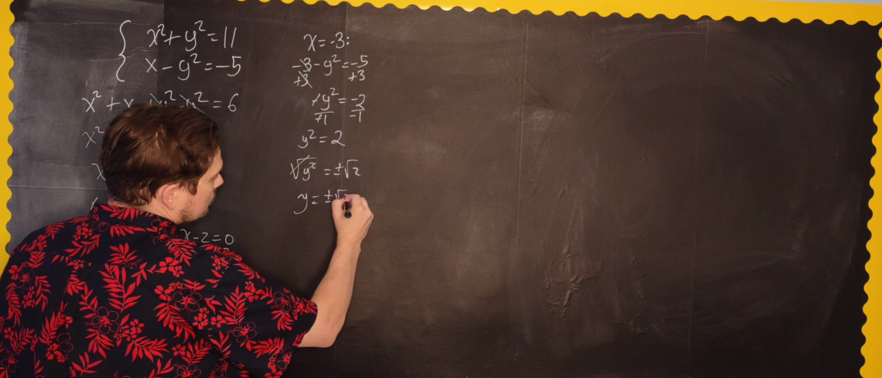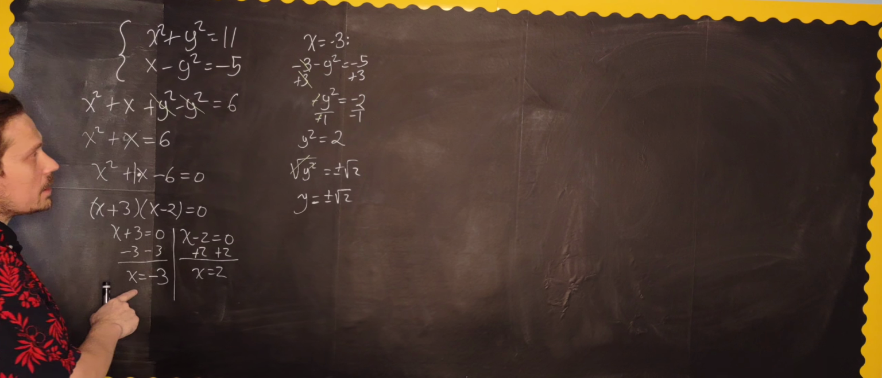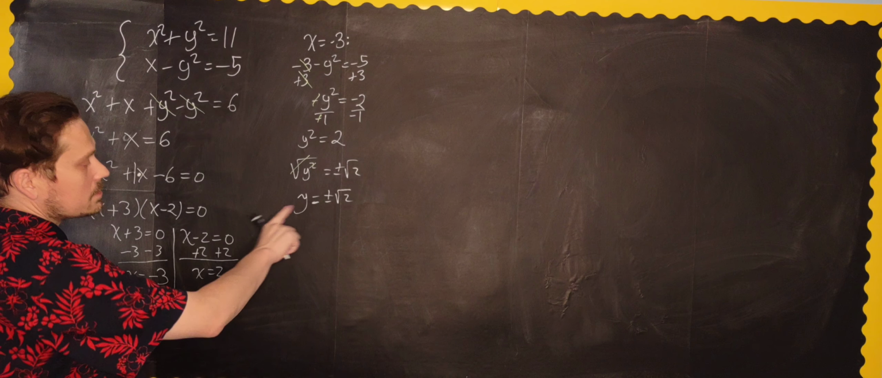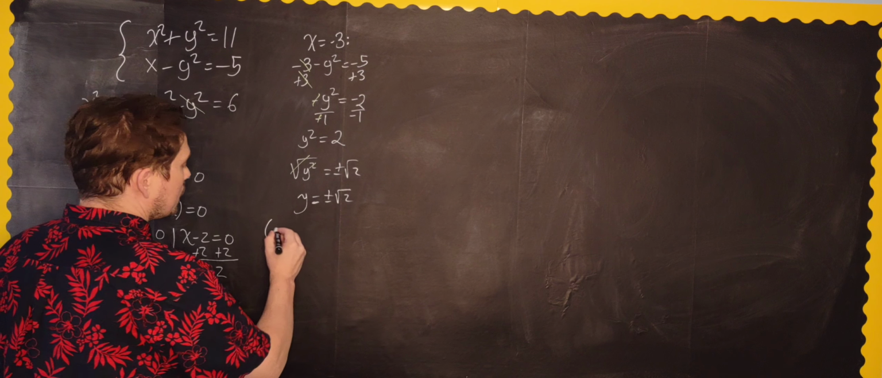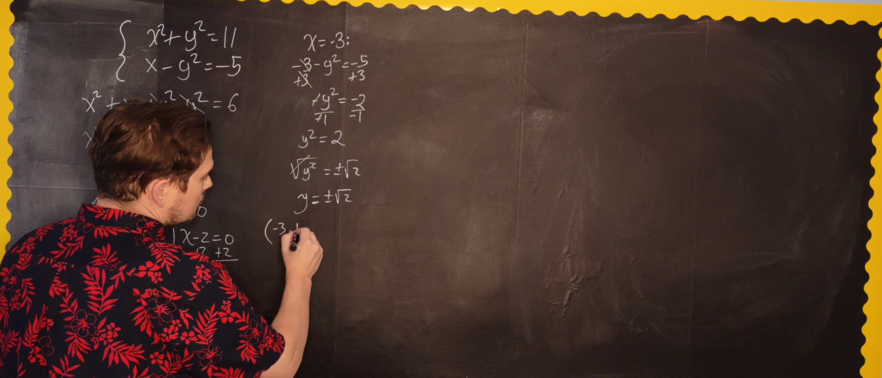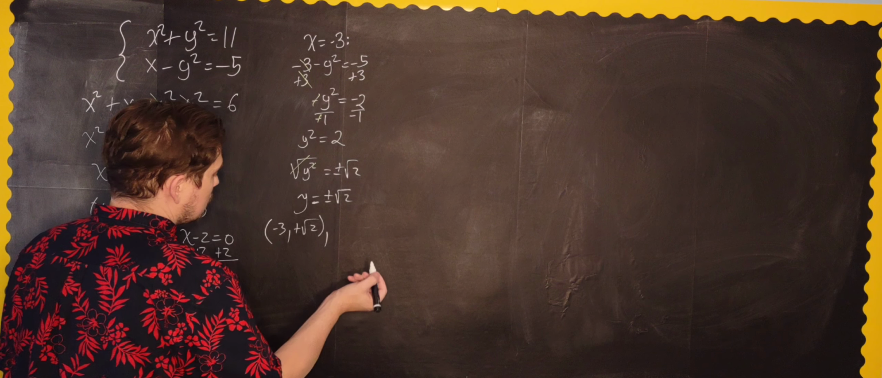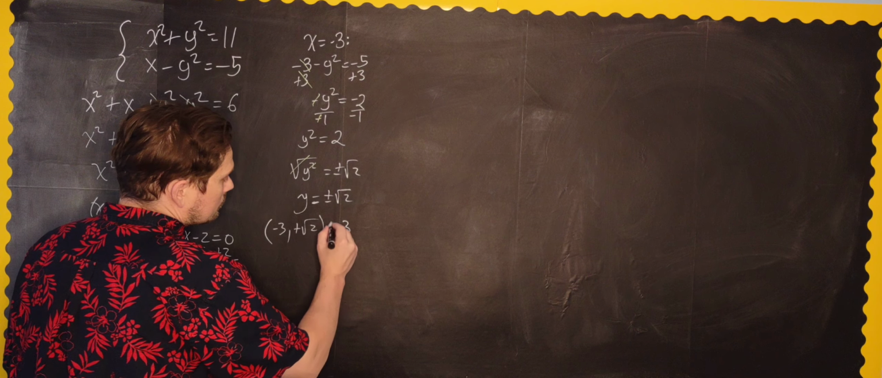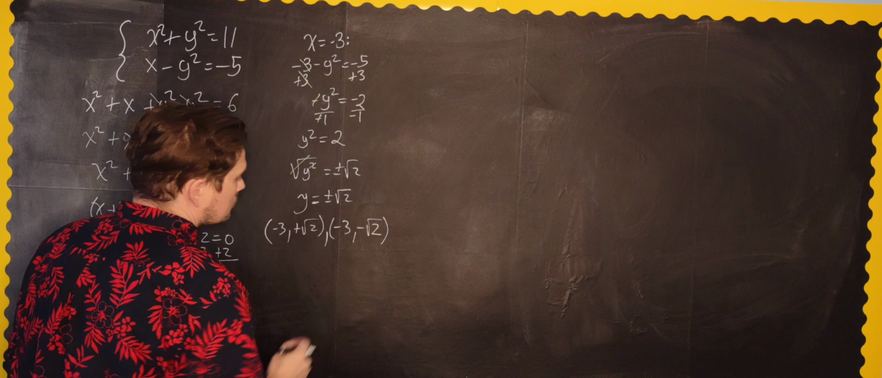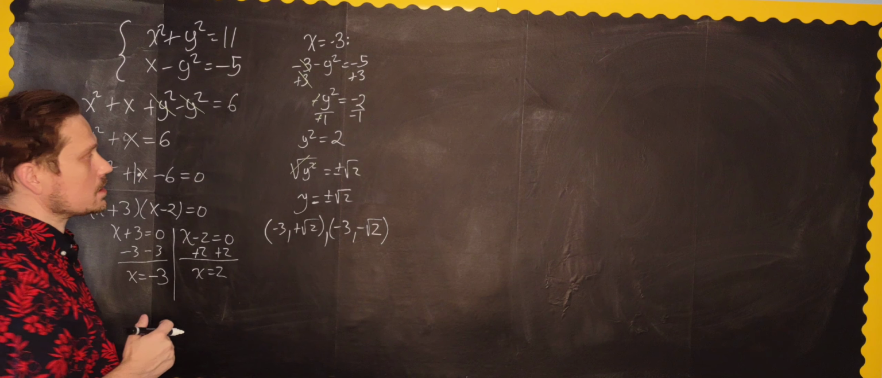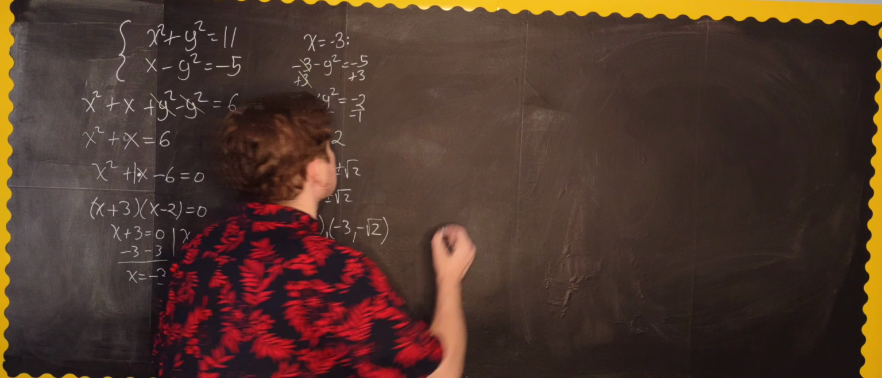Now be careful here, because a single value of x, negative 3, gives you two separate values of y, as you can see. So it's going to be negative 3 with the positive root 2 as a point, and then negative 3 with the negative root 2 as a point. So these are two points of intersection corresponding to a single value of x. Now just repeat this.